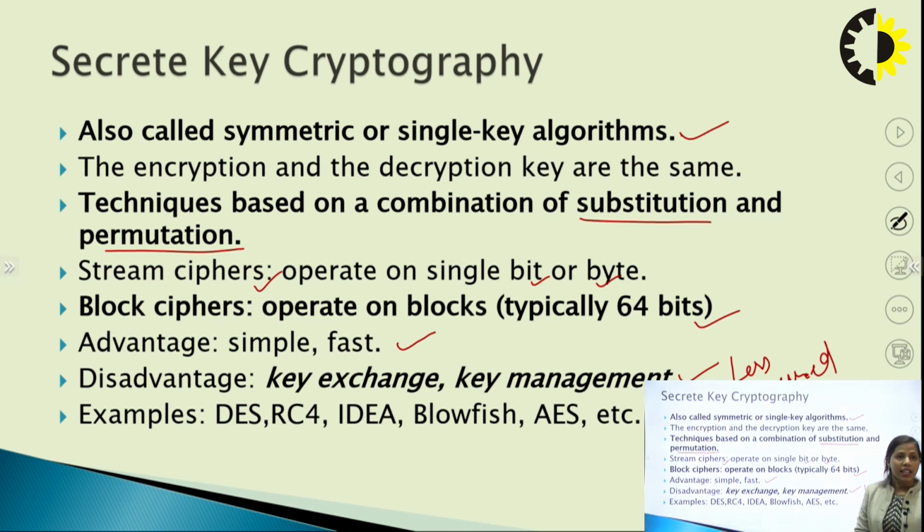These are the various examples of algorithms used in secret key cryptography: DES, RC4, IDEA, Blowfish, and AES. These are the various algorithms which we use in secret key cryptography.